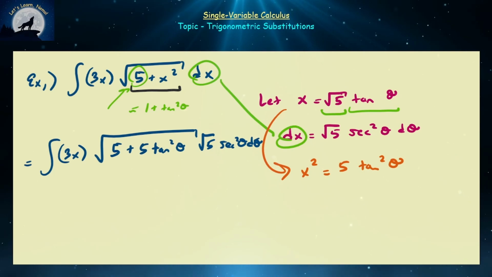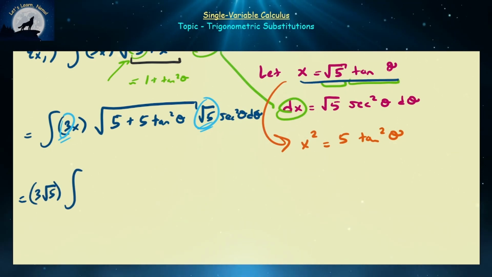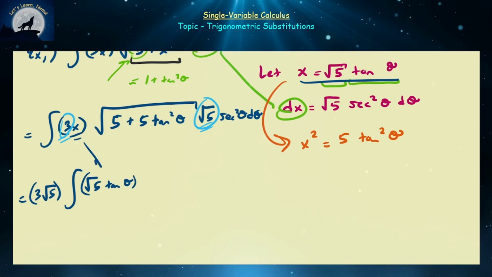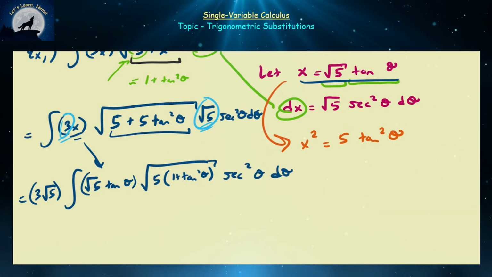So let's see if we can clean this up just a tad bit. So firstly, that 3 and that square root of 5 are just constants, so I just want to pull that out temporarily as well, just to simplify this a bit. So that's going to give us 3 times the square root of 5 as a coefficient, times the integral. Let's bring back our x. Hopefully that cancels out in the near future. So that's going to be equal to the square root of 5 times the tangent of theta for that term x there. And then what I want to do is factor out a 5 out of this term. So that's going to be the square root of 5 times 1 plus tangent squared of theta. And then we still have that secant squared of theta at the end times d theta.